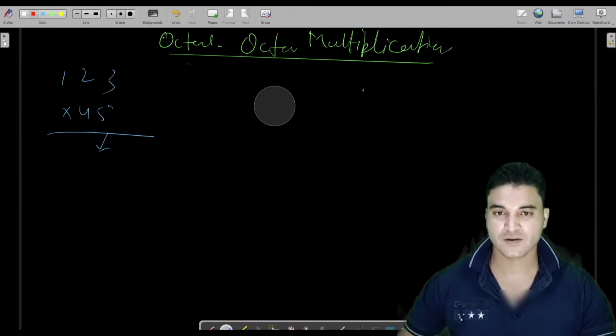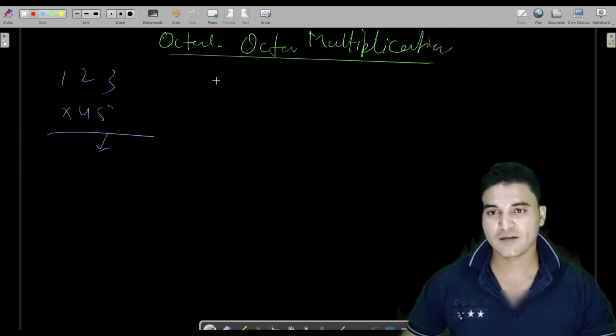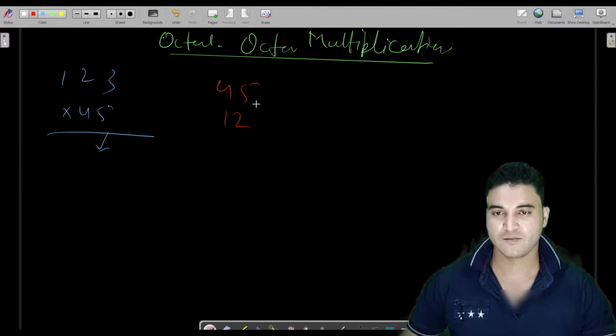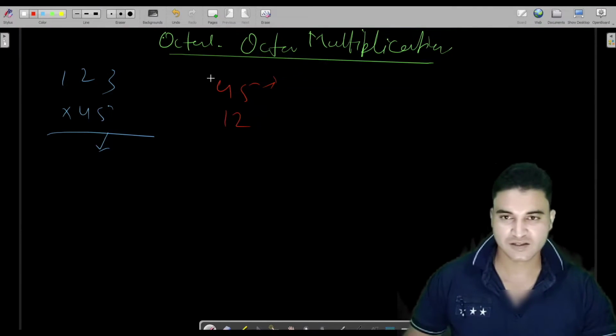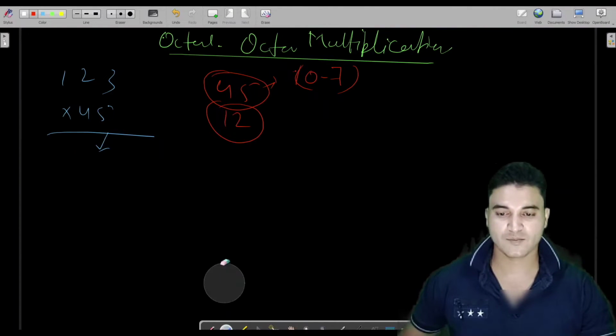Let me explain with a very good example. Let us say we have to multiply two octal numbers, which are 45 and 12. Both of them are octal numbers. Why? I have already explained in one of my videos, but still they are octal numbers because the digits of both numbers lie only in the range of 0 to 7.